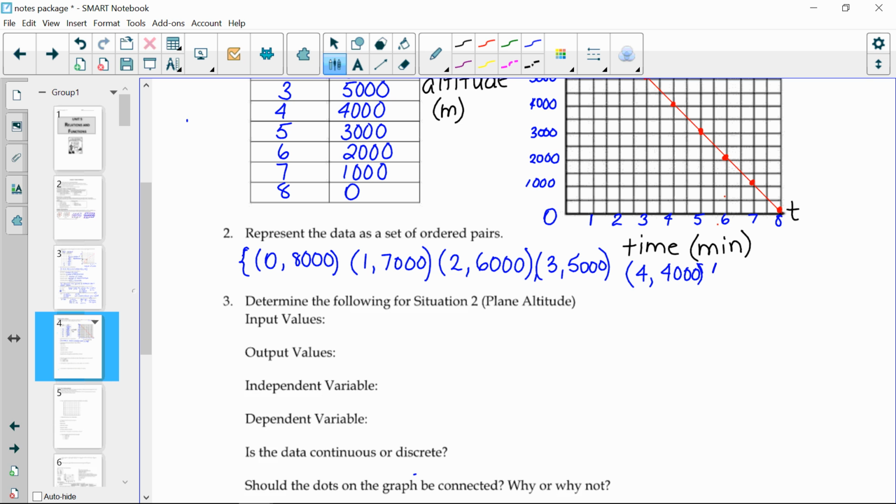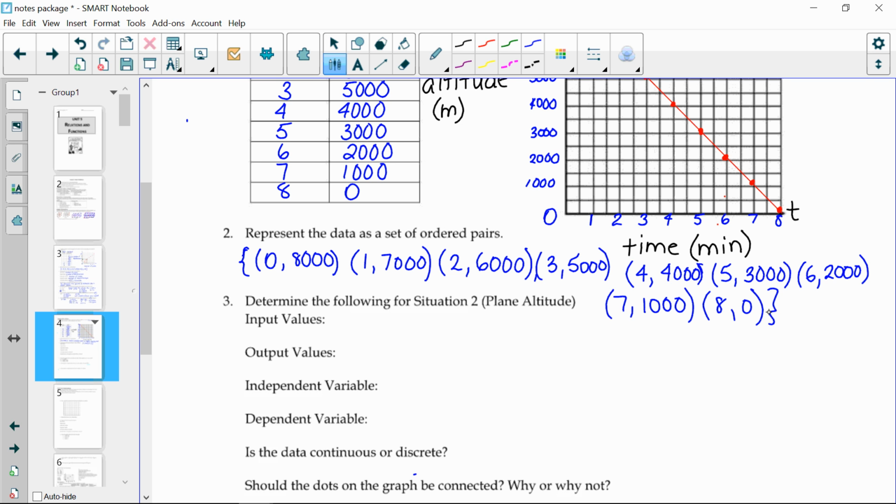Okay. All right, so 1, 2, 3, 4. After 5 minutes, we are at a height of 3,000. After 6 minutes, we are at a height of 2,000. After 7 minutes, we are at a height of 1,000. There we go. After 8 minutes, we are at a height of 0. Okay, close your set brackets.